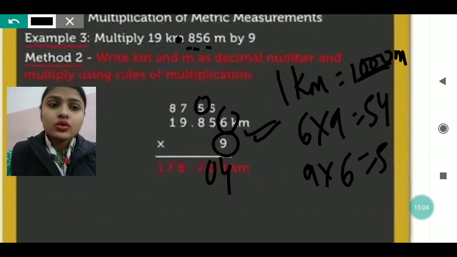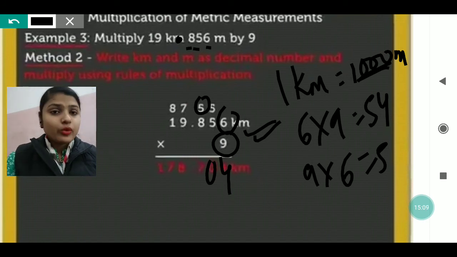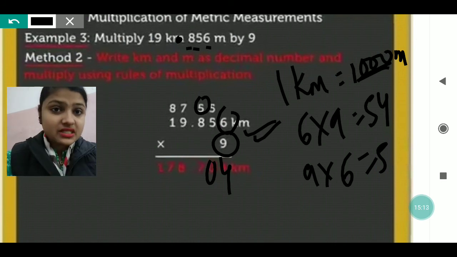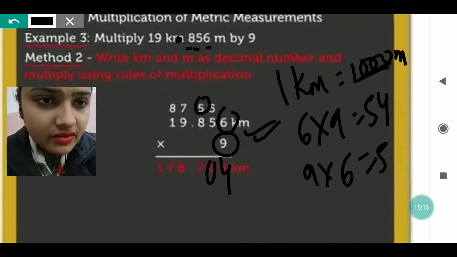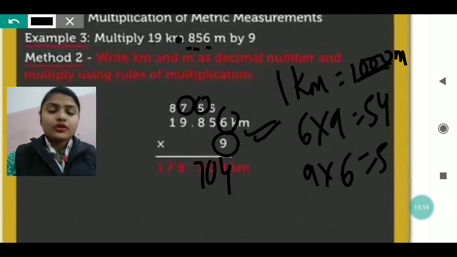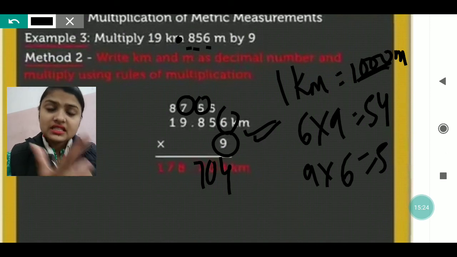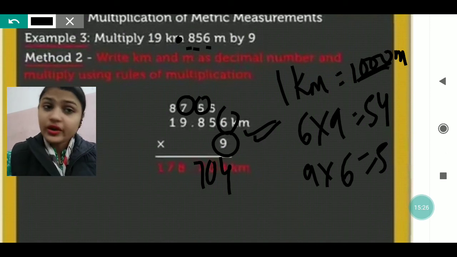Now 8 into 9 or 9 into 8. In both cases you will get 72. 72 plus 5 will be 77. So 7 we will write here and 7 we will take as carry. Again 9 into 9, which is 81. 81 plus 7, when you do, what will you get?